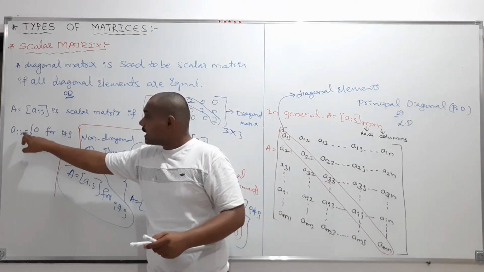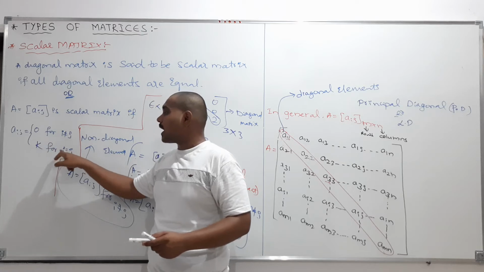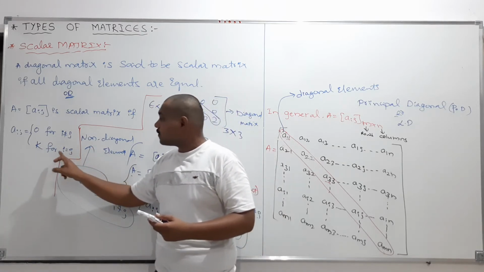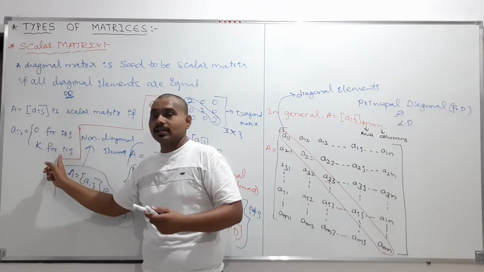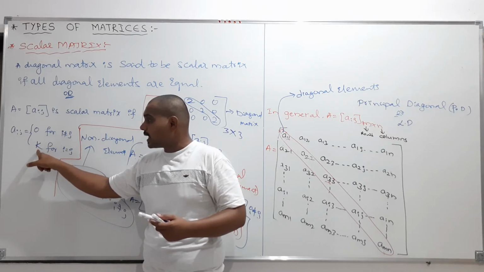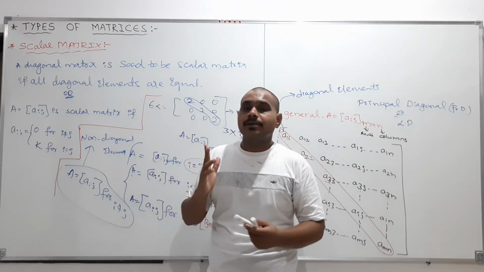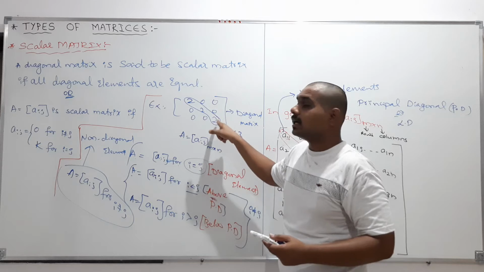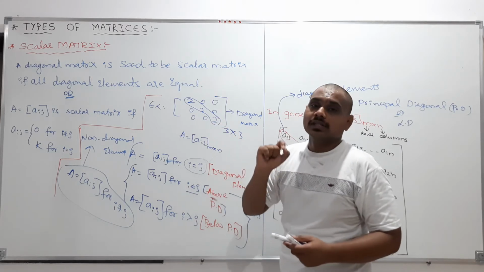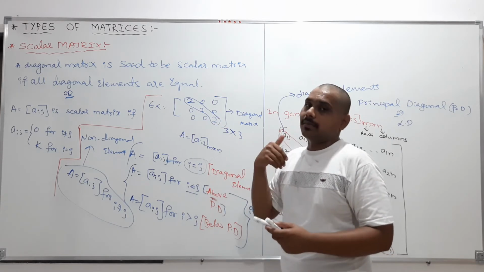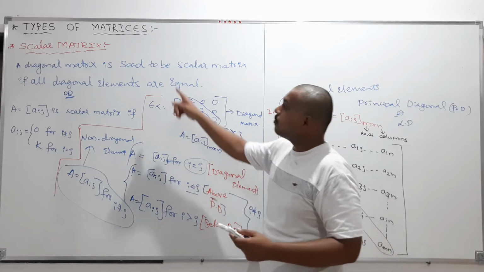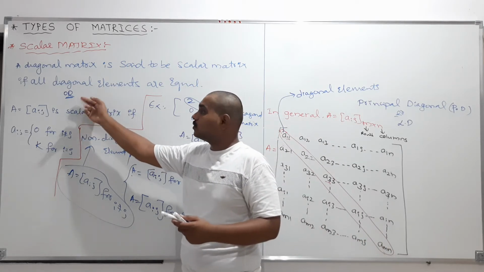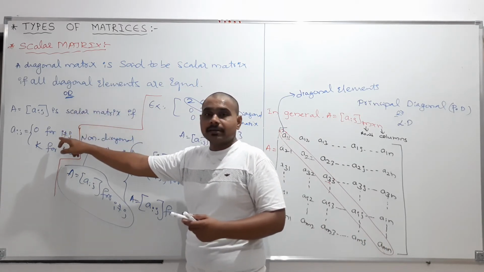And next, Aij equals k for i equals j. For i equals j, these are the diagonal elements. The diagonal elements must be k. K may be any constant. In this particular case I have taken 2 here. K means any constant value you can take. It may be 2, it may be 3, it may be 4. So both are the same, my dear students. The only difference is that here I am writing in mathematical form.